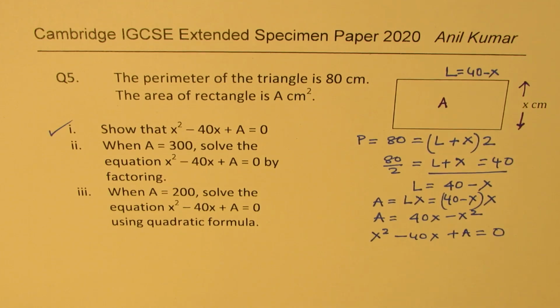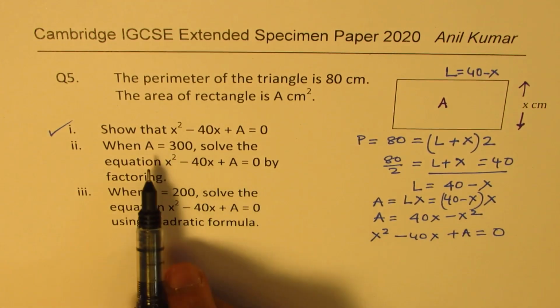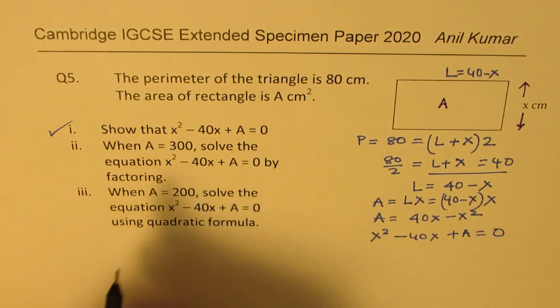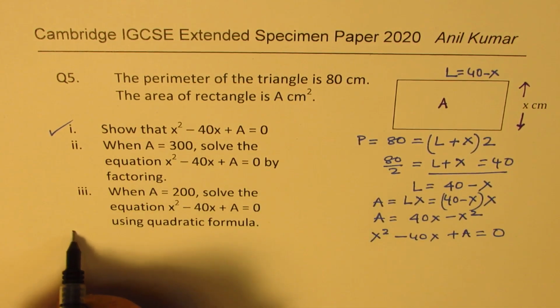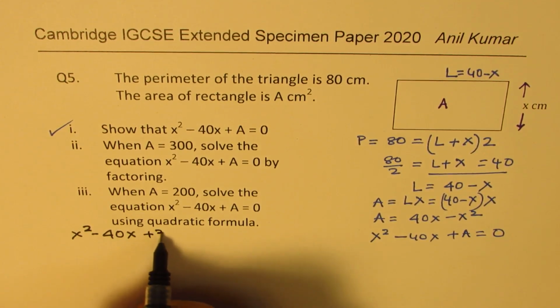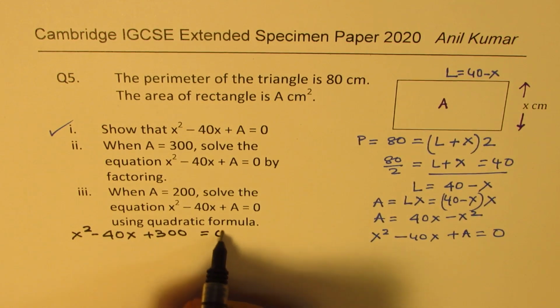Now let's look into second part, which is when A equals 300, solve this equation by factoring. So, okay, let's do factoring now. We are given A as 300. So let's rewrite this equation with A as 300. So we get x squared minus 40x plus 300 equals 0.